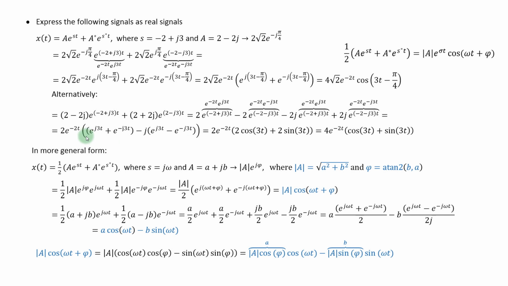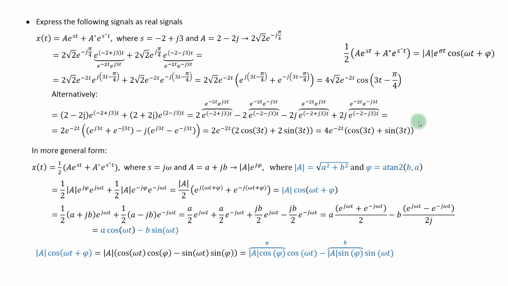And here you can identify that this bracket actually corresponds to 2 times cosine of 3t, and this expression actually corresponds to 2 times the sine of 3t. So you can rewrite this in this form, which you can also write like this. So this sum of complex exponentials you can rewrite as a real signal in this form and also in this form. Both these forms are the same.